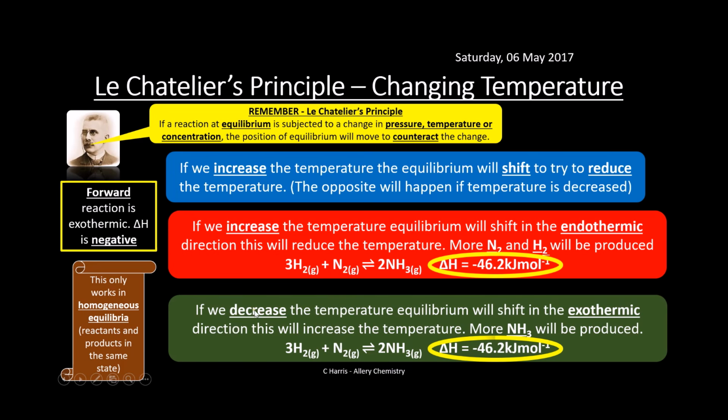Doing the opposite, if we decrease the temperature, then equilibrium will shift in the exothermic direction. This will increase the temperature and more NH3 will be produced this time. You can see here the forward reaction is exothermic. So decreasing the temperature means, by Le Chatelier's principle, the equilibrium will shift to the right to try and increase the temperature. So you produce more ammonia in this example. That's a bit weird because decreasing the temperature means you get more product, which seems a bit counterproductive, but there is a problem with that, and we'll look at that in a minute, especially with this reaction.